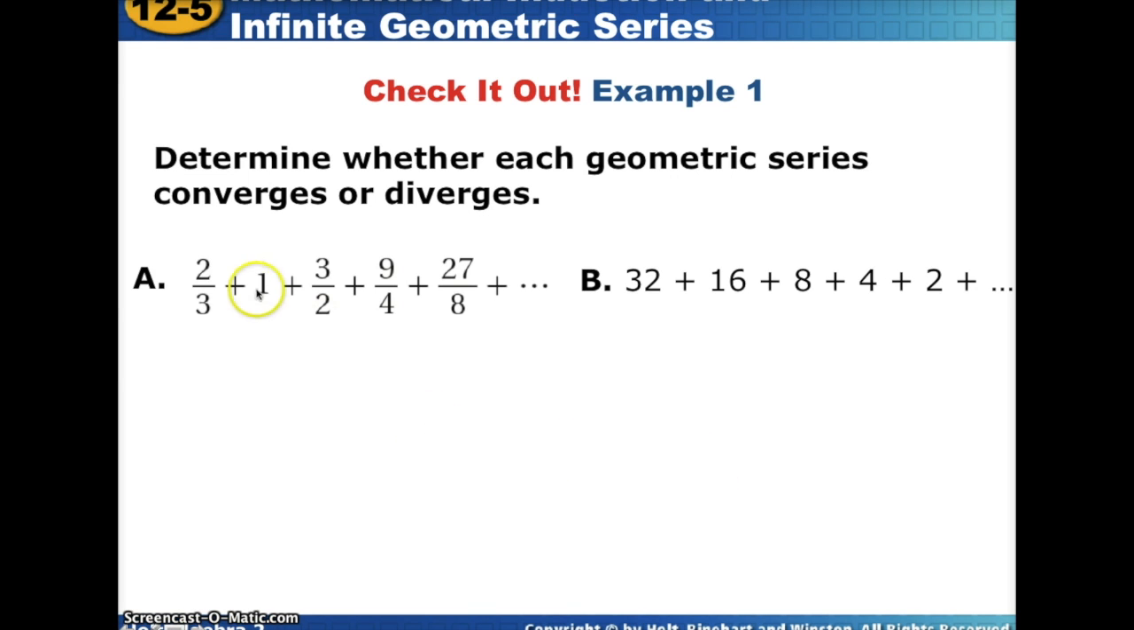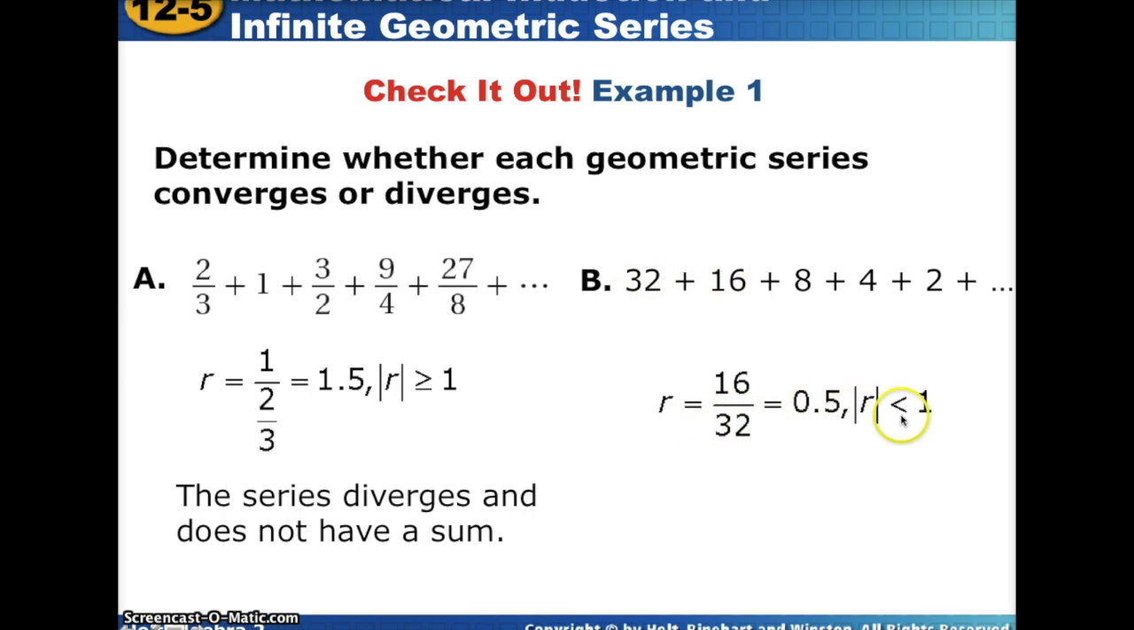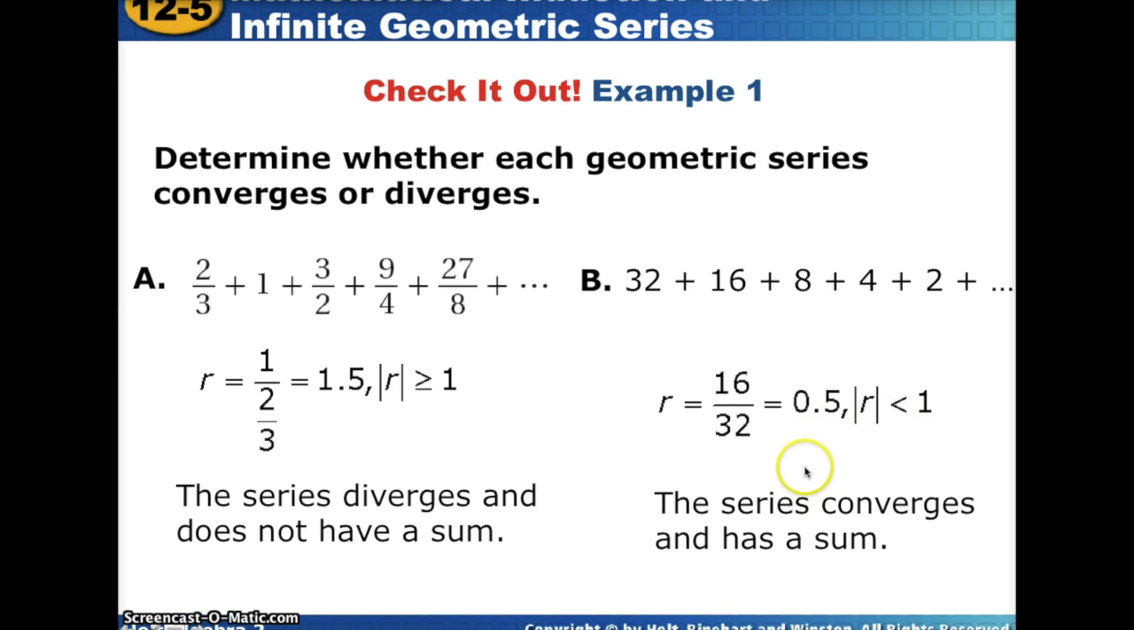Let's do another one. 1 divided by 2/3. Reciprocate 2/3 and make it 3/2, or 1.5. Well, 1.5 is larger than 1. So that tells me that this particular pattern is going to get larger and larger, and that means it diverges. The second one, as I divide 16 by 32, I get 1/2. 1/2 is less than 1. R is less than 1. That means this series converges.